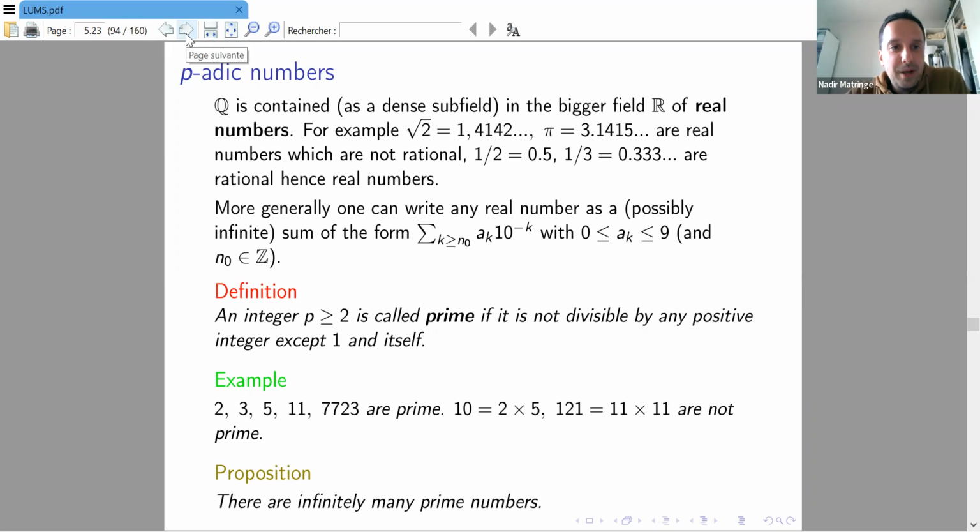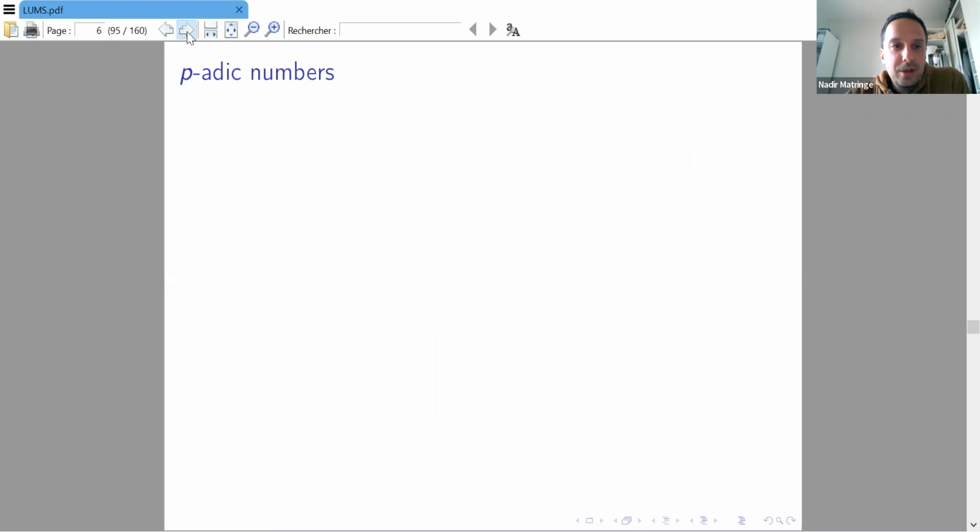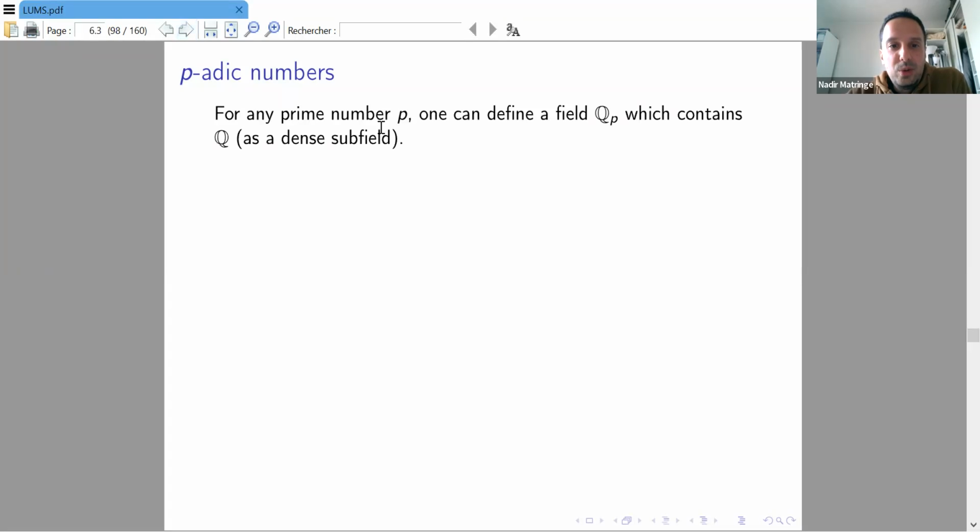Okay, so now I have fixed my prime number, and I want to make an analogy between real numbers and p-adic numbers. So the field Q, for my fixed prime p, is contained also as a dense subfield in some field Q_p, which will be the completion of Q with respect to the p-adic absolute value, with respect to the p-adic norm.